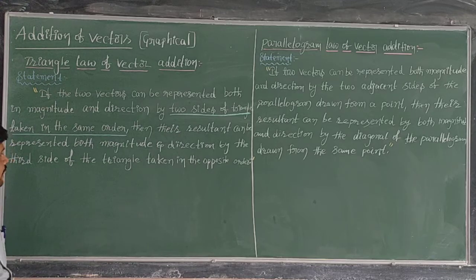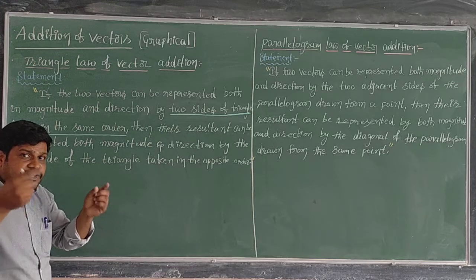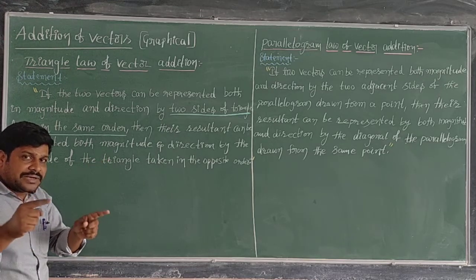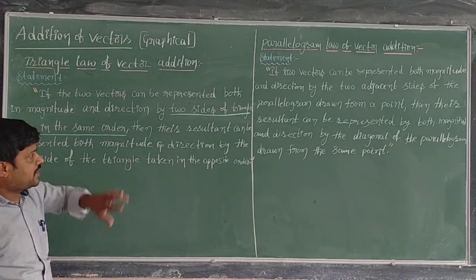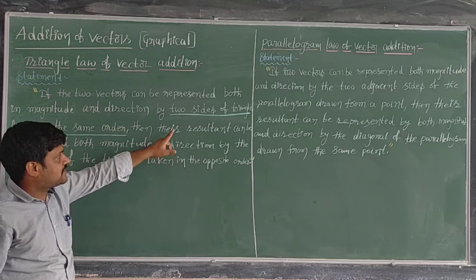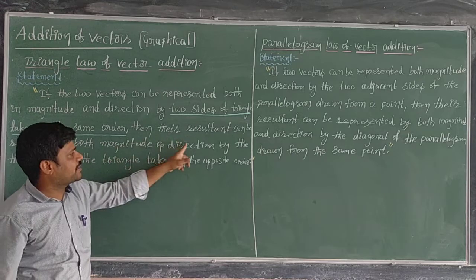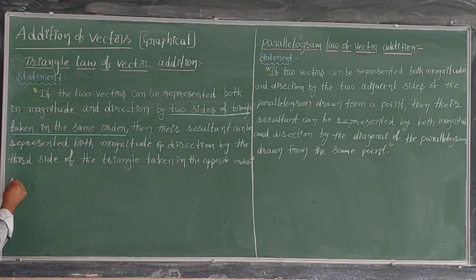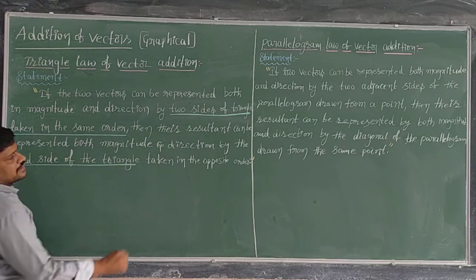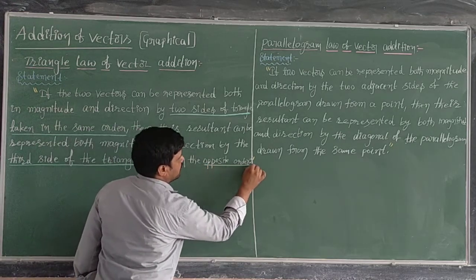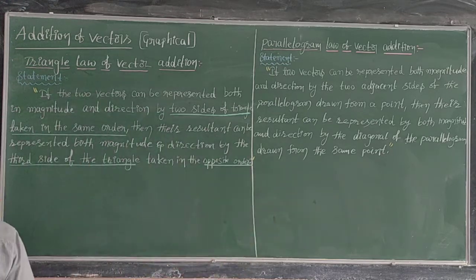Then, whenever you take the two vectors which you have to add in the same order, the two vectors are added. Then after adding the two vectors, the resultant can be represented both in magnitude and direction by the third side of the triangle, taken in the opposite order. Sir, how do we understand this? Okay, let me see here.